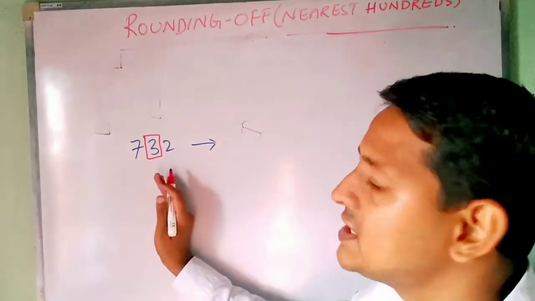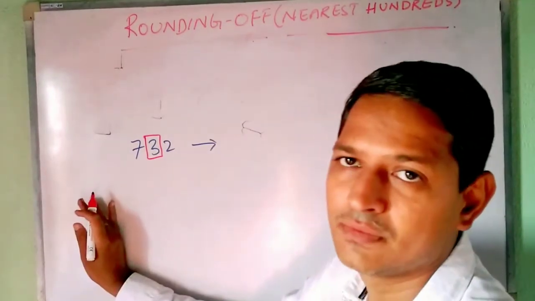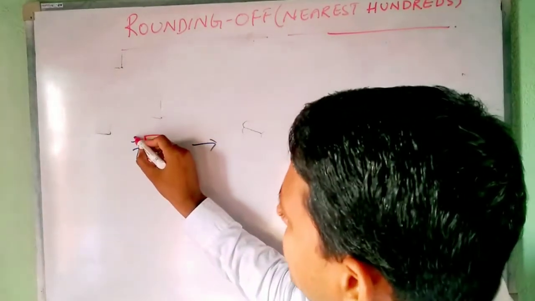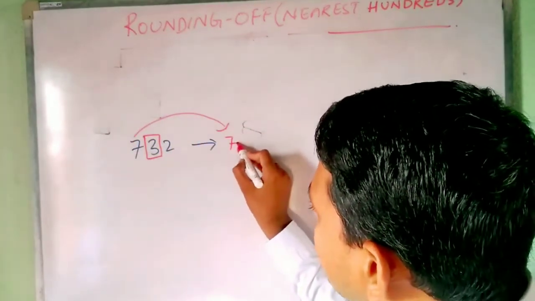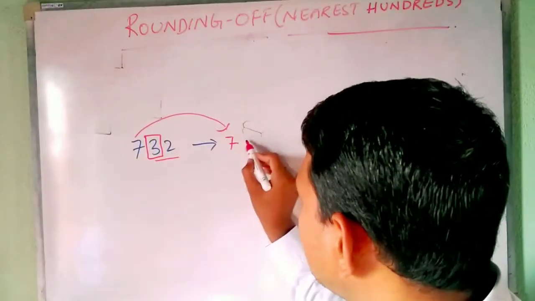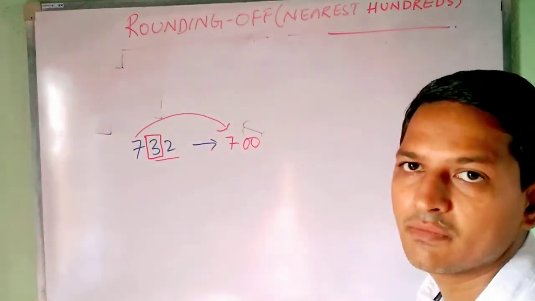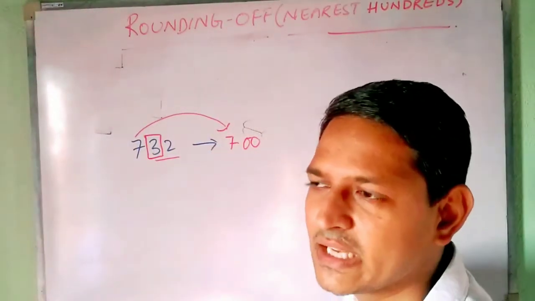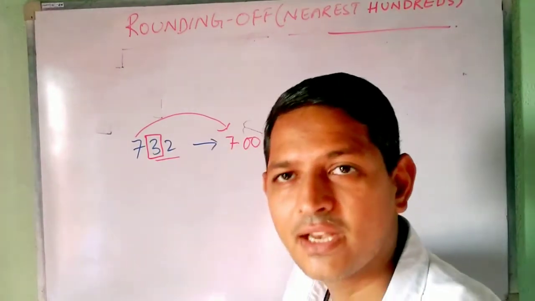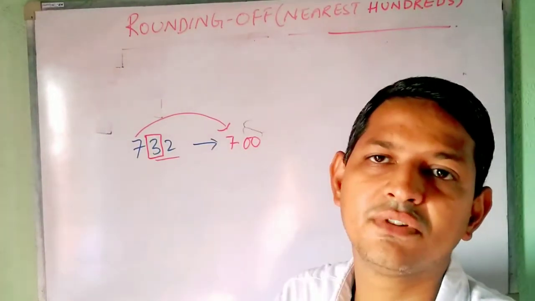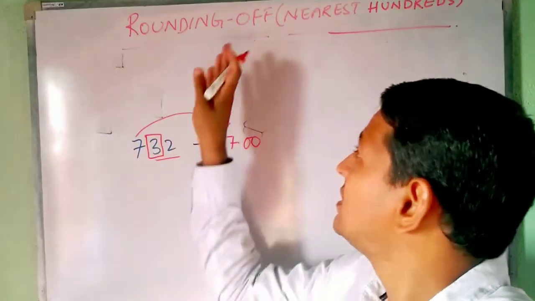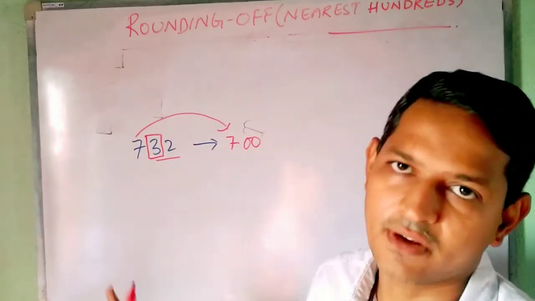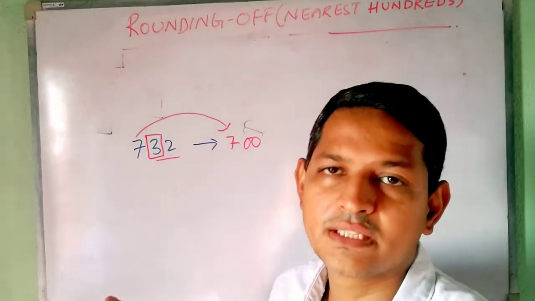If the digit is less than 5, the number will be the same, and in ones place and tens place we place 0. It is the same as how we do it for nearest tens. The rules are the same, but for nearest tens we see the digit in ones place, and for nearest 100 we see the digit in tens place. That's the only difference between rounding off to nearest tens and nearest hundreds.